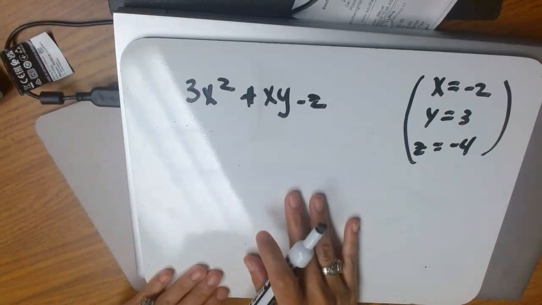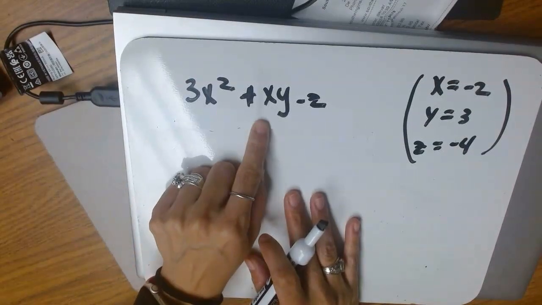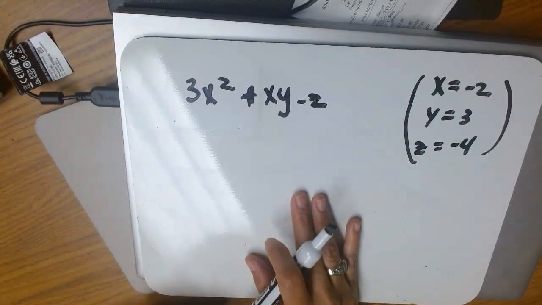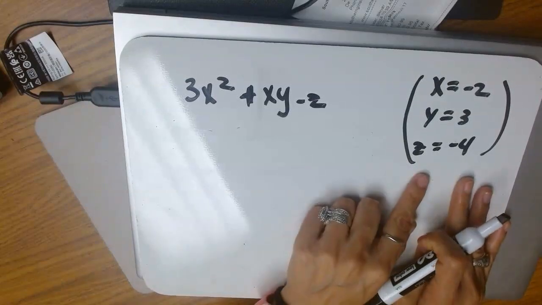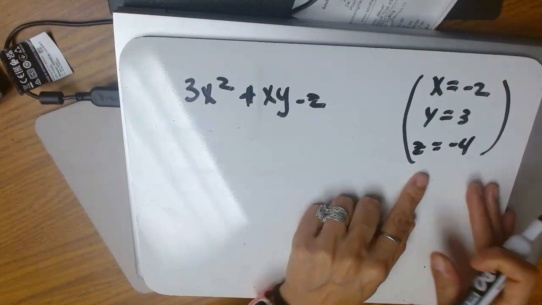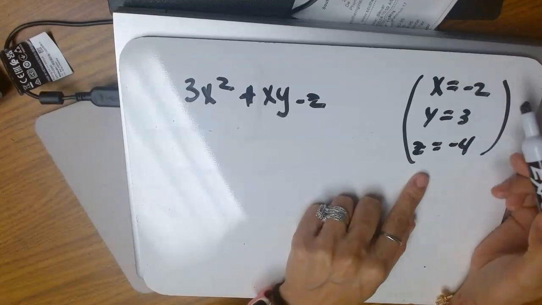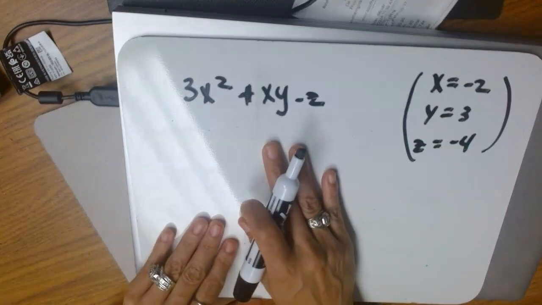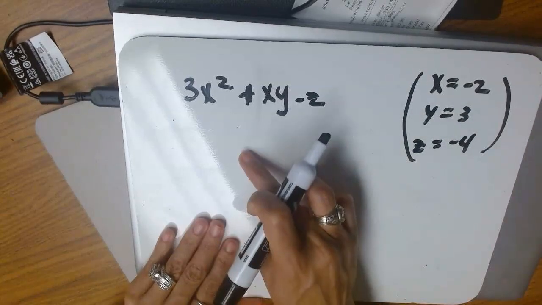All right, so as we continue to evaluate the variable expressions, we have 3x squared plus xy minus z. So the first thing you need to do is replace each variable in the expression with the number that it stands for. This information was what was provided for us. So we know that x equals -2, y equals 3, z equals -4. Now then, in order to work this problem out, the first thing we need to do is plug in that information that is provided here.